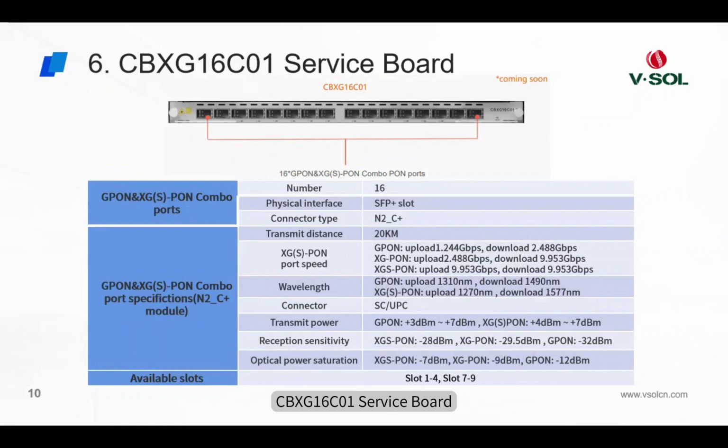CBXG16C01 service board. It is a GPON x GS-PON combo board with 16 PON ports. The main difference between it and the CBXG08C01 service board is the number of PON ports, because it has 2 PON chips, while the CBXG08C01 service board has only 1 PON chip. Other basic information is the same. All business slots, slot 1 to 4 and slot 7 to 9, support connection.